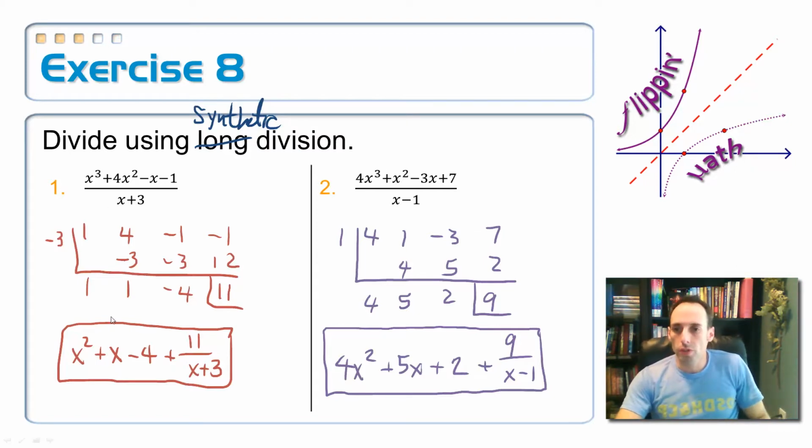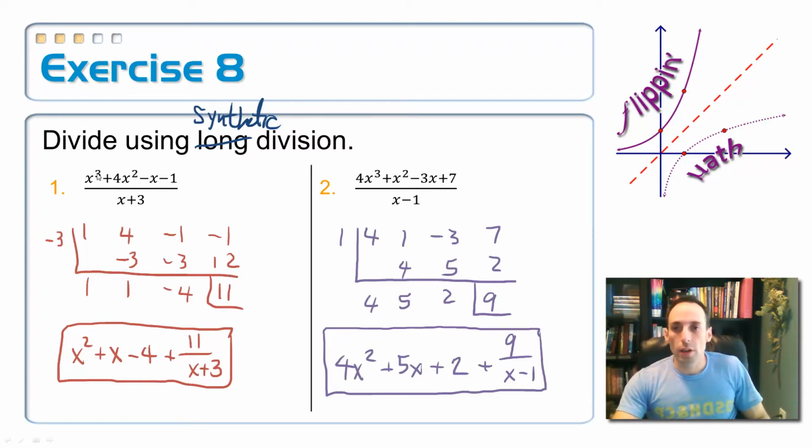You bring the 1 straight down, multiply times negative 3, get negative 3. Add it to the 4, I get 1. 1 times negative 3, add it to the negative 1, I get negative 4. Multiply it times negative 3 again, and I get 12. Add it to the negative 1, 11. 11 is the remainder.